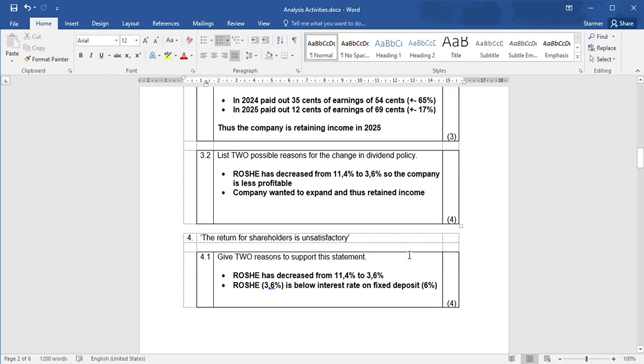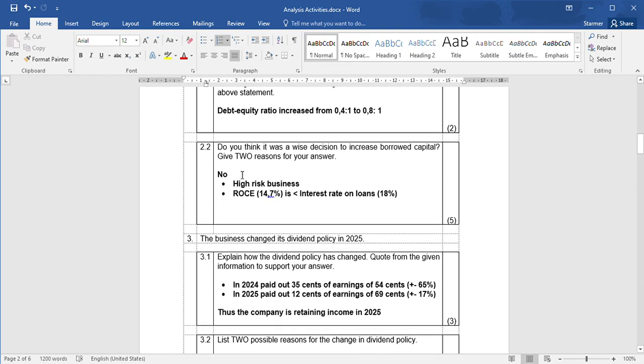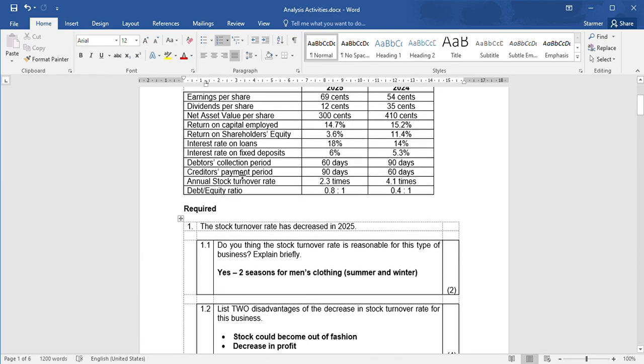Right, then the return for the shareholders is unsatisfactory. 2 reasons to support this answer. We look at the return on shareholders' equity here. So your return on shareholders' equity has gone from 11.4% down to 3.6%. So that's the first thing that you're going to be dissatisfied with.